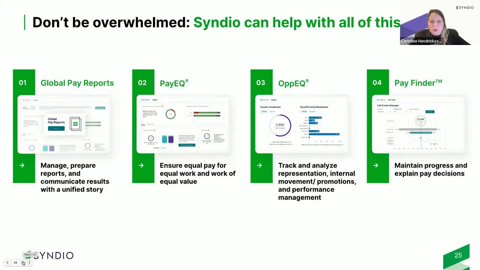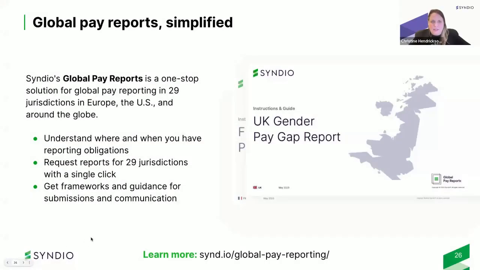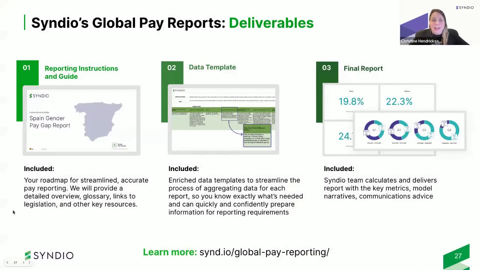And so the part on global pay reports, just as a last double click into this, we support 29 jurisdictions in the US, the UK, around the globe. We talked about the fact that there are some countries that have more than one reporting obligation, so we support across the globe on that. And for that, we provide three different deliverables. We provide the instructions and guide that is your roadmap. We provide the data template, and then the final report that has those key metrics and model narratives and communication advice. So all of that comes with the Syndio Global Pay Reports.